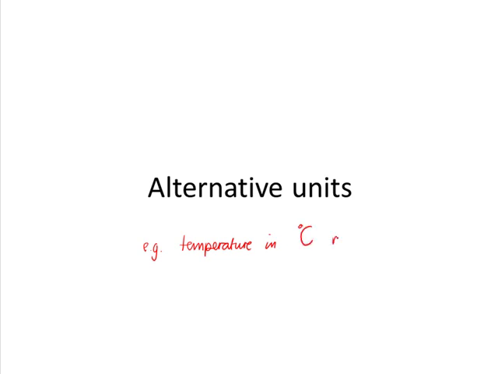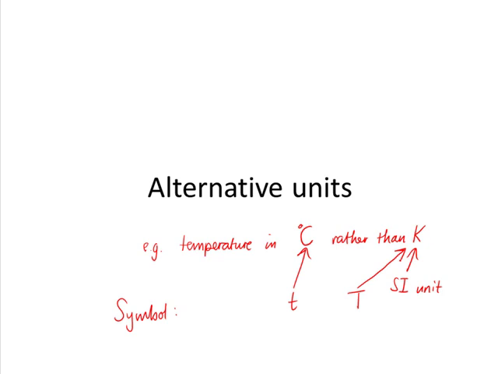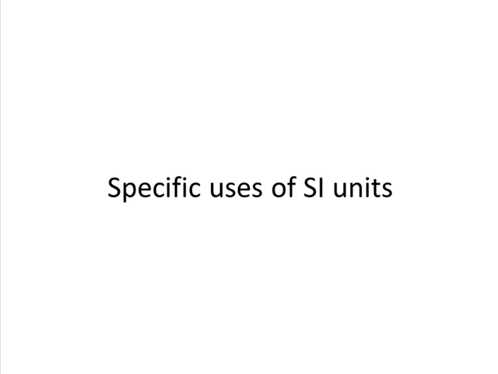So to tell the difference between temperature measured in degrees Celsius and temperature measured in Kelvin, we often use the symbol small t for temperature measured in degrees Celsius and capital T for Kelvin. But this can be a bit confusing, of course, because you should remember that small t is also the symbol of time.